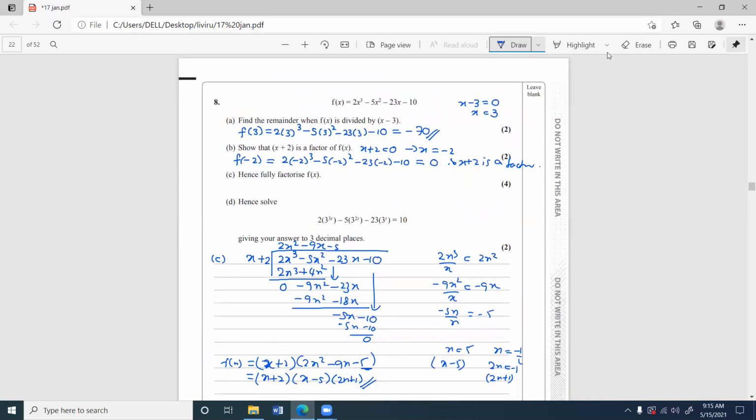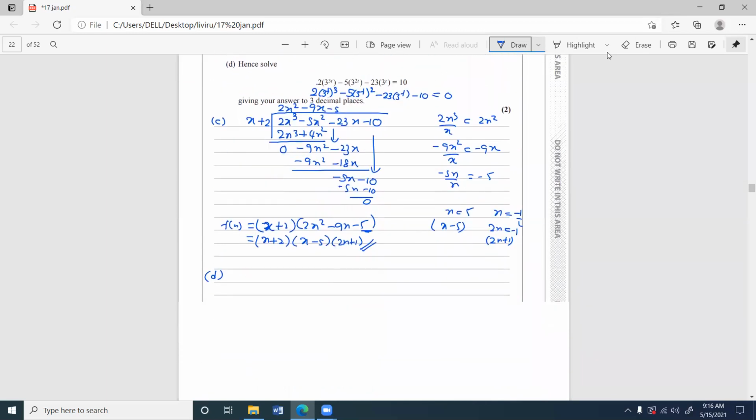2 times 3 to the power 3t, minus 5 times 3 to the power 2t. So you can write this expression this way. 2 times, this is 3 to the power t, whole thing cubed. You can write it in that way. Minus 5, this one you can write as 3 to the power t squared. Minus 23 times 3 to the power t, minus 10 equals 0. This is exactly similar to the expression over here.